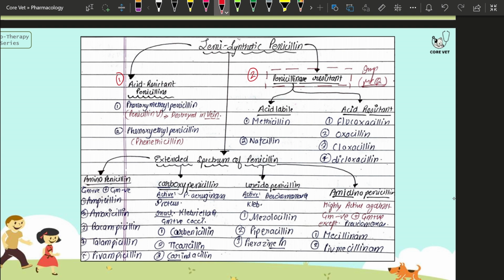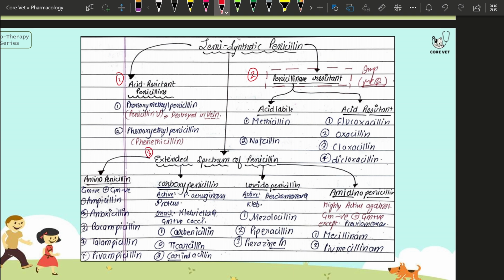Okay, they are not going to be inactivated by the penicillinase enzyme, right? So the second class is not susceptible towards the penicillinase enzyme. Now the next class, which is the third, is the extended spectrum of the penicillin, which will further divide into four.